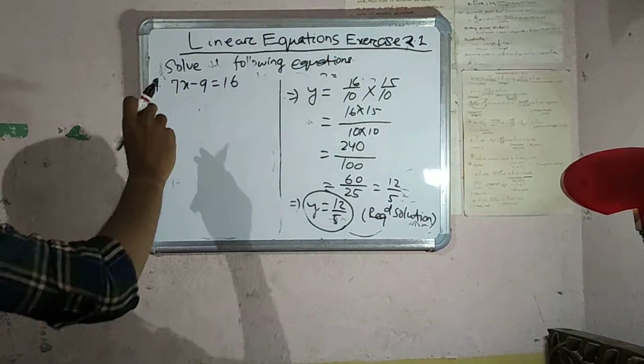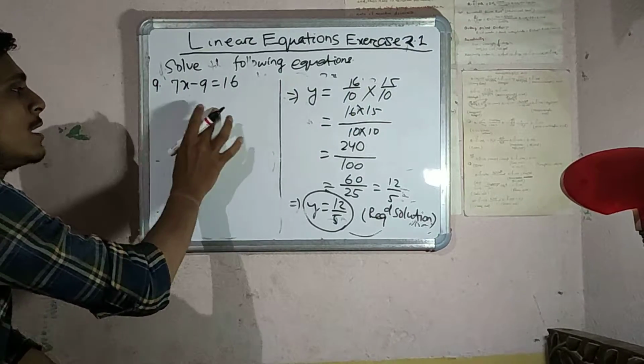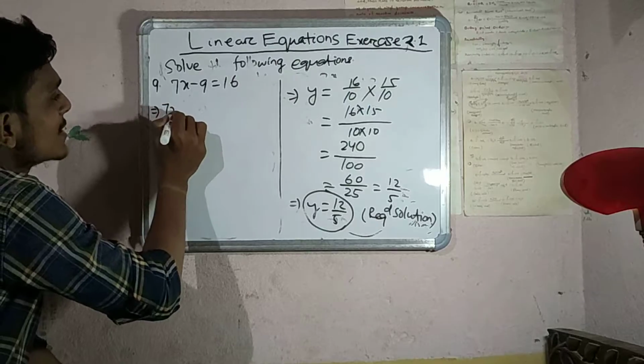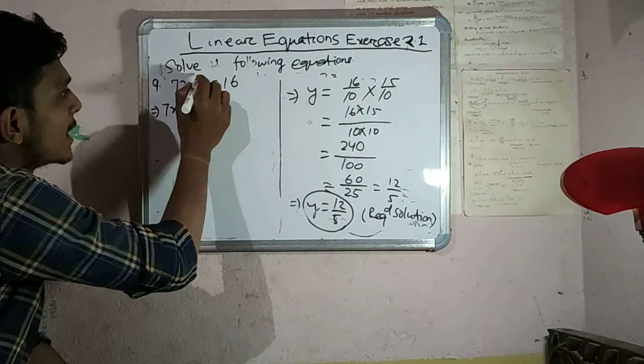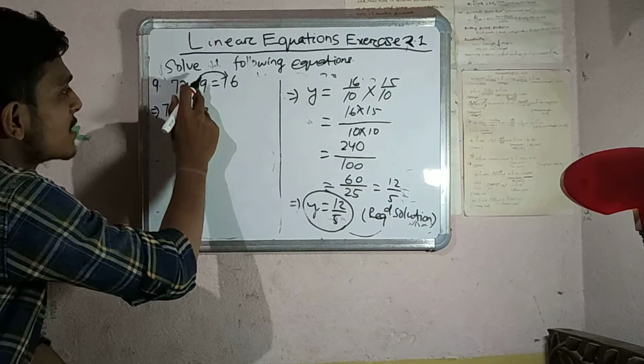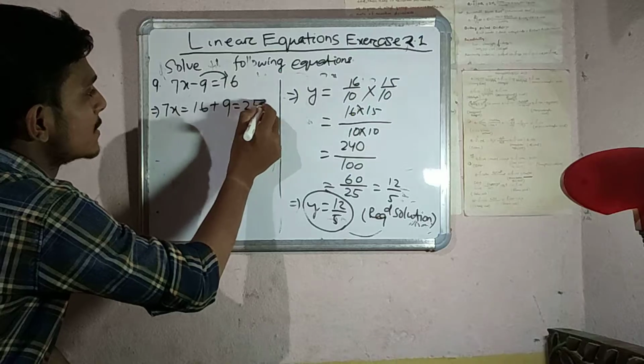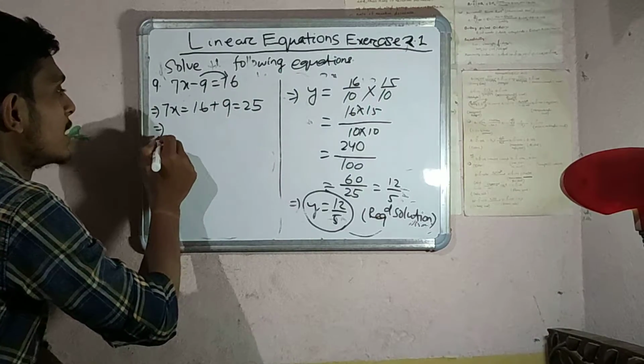In a similar way, the transposition of the number to one side and the variable to the other side. So 7x is here, but this is the number, so it can be transposed to the right hand side. So I can write 16. This is minus 9, so when it is converted, that is plus 9. That is 25. 16 plus 9 is 25.